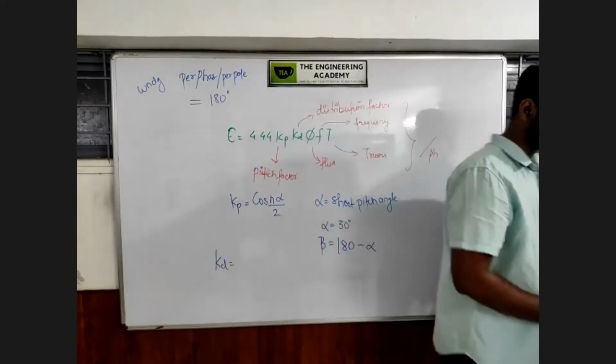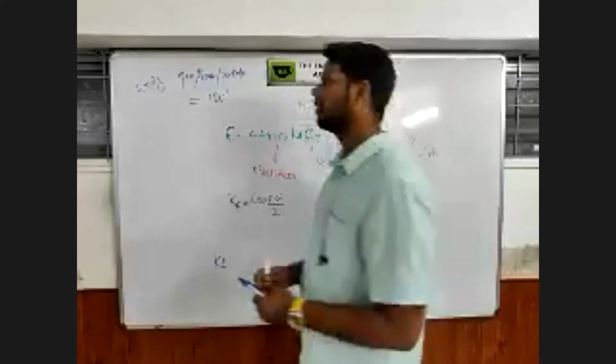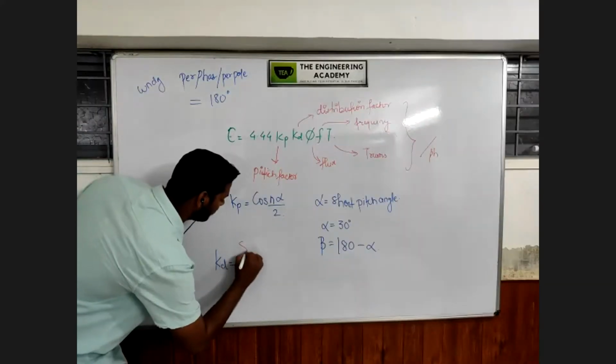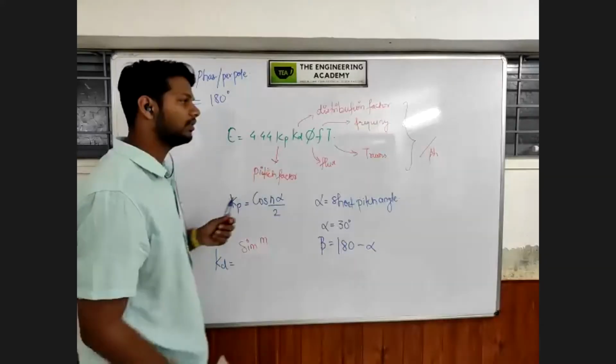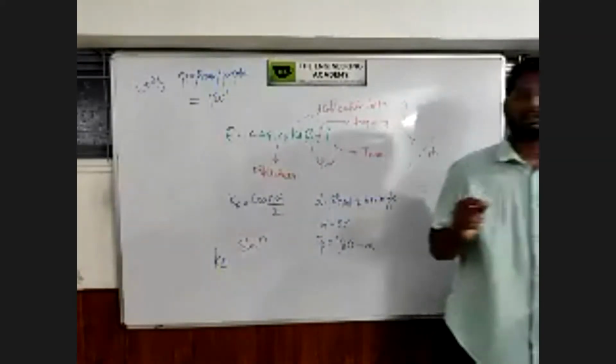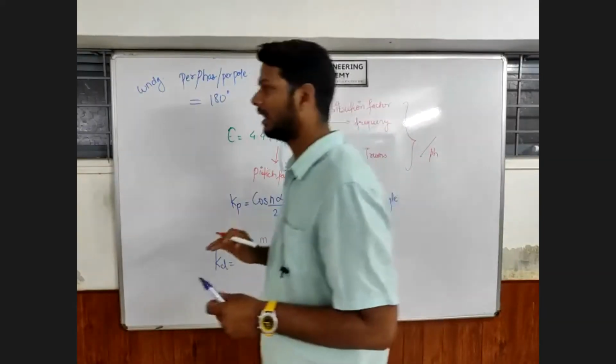Okay, listen. There is sin m beta by 2, m sin beta by 2. Okay, good, nice, same formula. Someone said sin m beta by 2. Okay, there is a small correction. It is not beta. We will not call it beta.